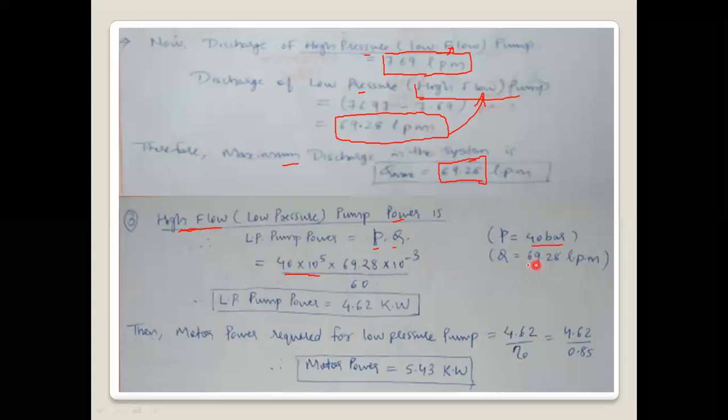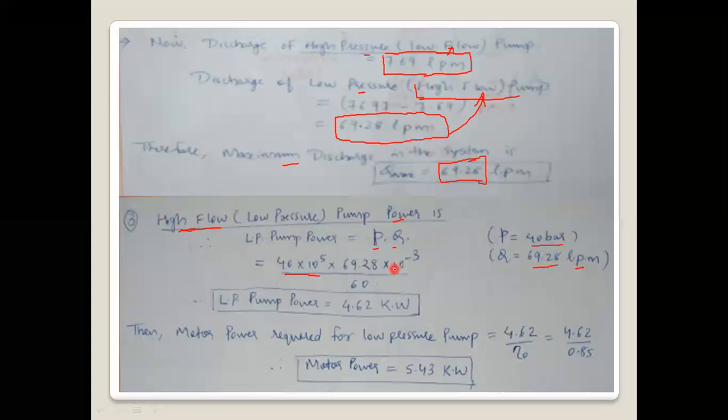Then the flow rate for the high flow. See, I am talking here about the high flow, so students may get confused there. You have to carefully do this problem, this design procedure. So here you have seen the high flow pump. It is 69.28 liter per minute.